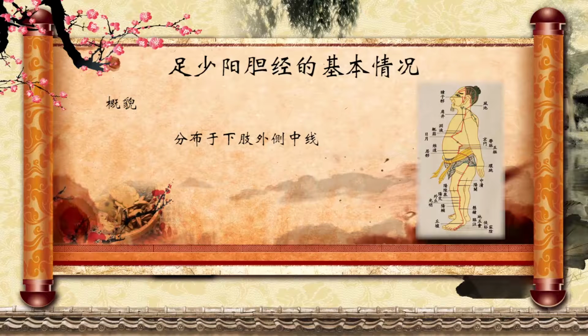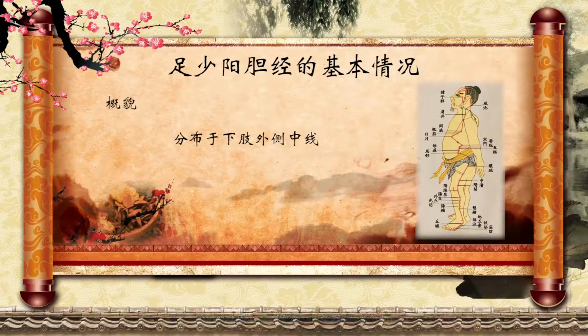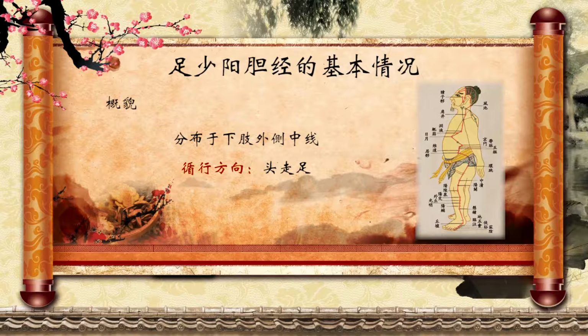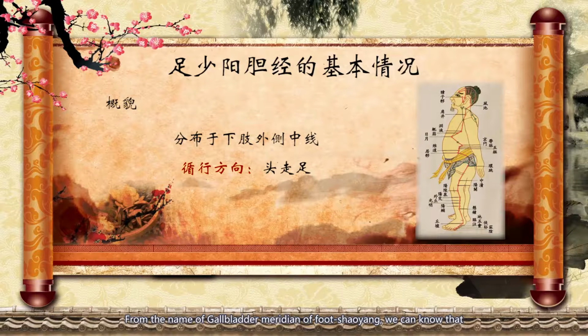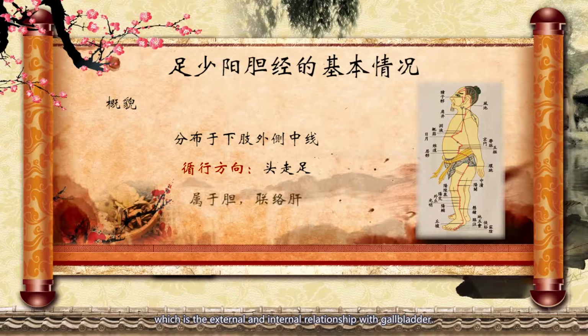According to the direction of the 12 meridians, the 3 yang meridians of foot run from the head to the foot. As one of the 3 yang meridians of foot, gallbladder meridian of foot Shaoyang goes from the head to the tip of the toes. From the name of the gallbladder meridian of foot Shaoyang, we can know that this meridian belongs to gallbladder and links with liver, which is external and internal relationship with gallbladder.